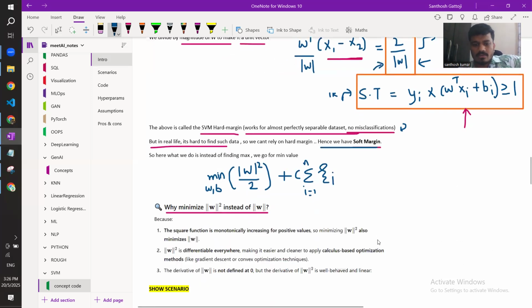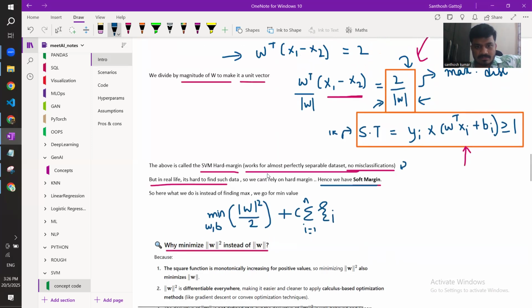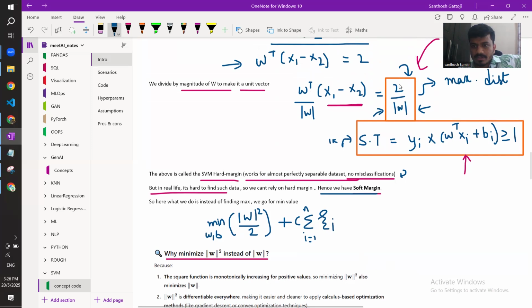So this soft margin is called minimum of, same thing. If you see here, we want this value 2 by mod W to be maximum. In hard margin, what is our goal? W value will be minimum, so that we get the maximum value. The reverse. So we want this to be the maximum. This is the hard margin equation.